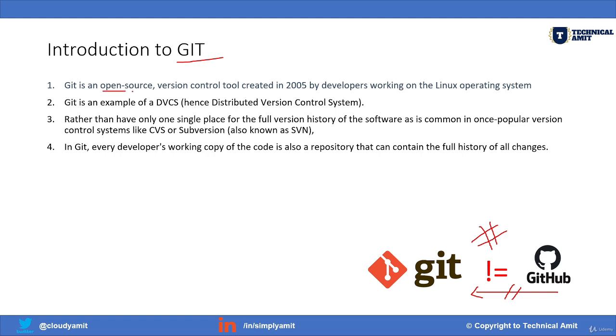GIT is an open source version control software which was created in 2005 and was originally working on the Linux operating system. Now it can work on any system like Linux, Windows and Mac, but when it was founded, it only worked on Linux. The main purpose of introducing GIT was as a version control tool. Again, this is an example of a distributed version control system.